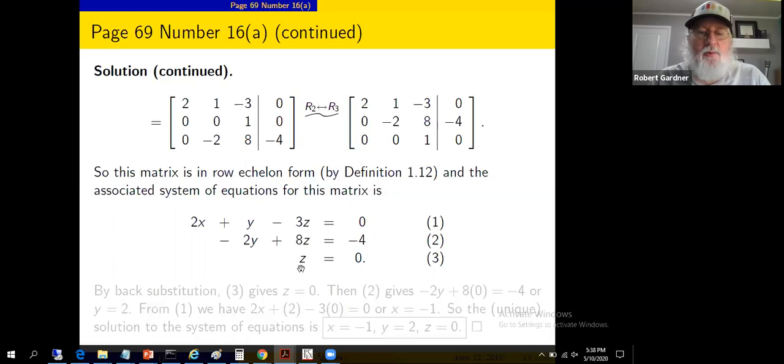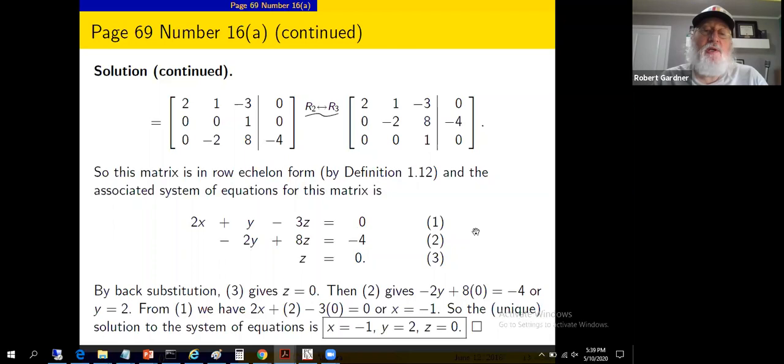All right, so z equals 0, we can plug that in here, then we can find y, then we can plug that and the 0 in here and find x. That's what back substitution is. Third equation tells us z is 0. Plug that into the second equation as given here. Solve for y, you'll find y equals 2. Plug in y equals 2 and z equals 0 in the first equation, you'll find x equals negative 1. There's a solution. We only got one solution?